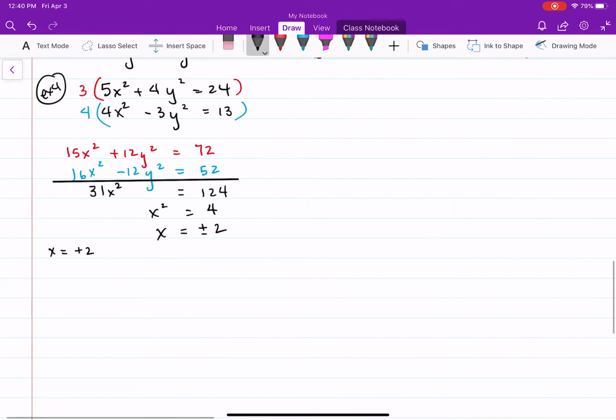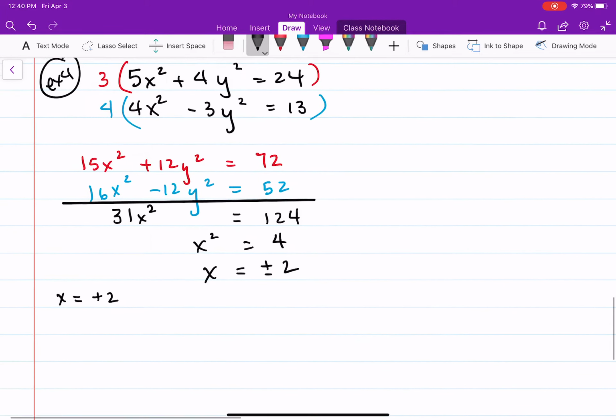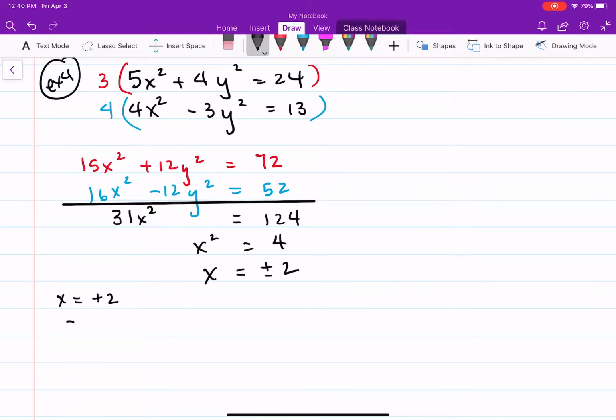All right, so that means this is going to be 5 times 2 squared plus 4y squared is equal to 24. Here's a mistake that people make. Order of operations tells me to do exponents before multiplication and division. A lot of you try to multiply the 5 and 2 first and then raise it to the power, which is very, very incorrect.